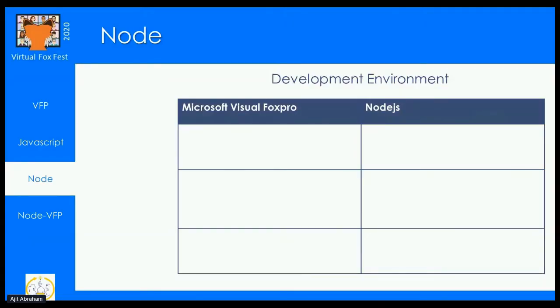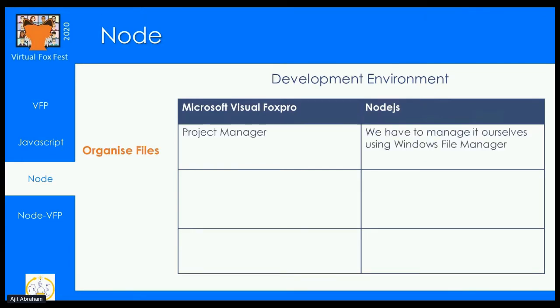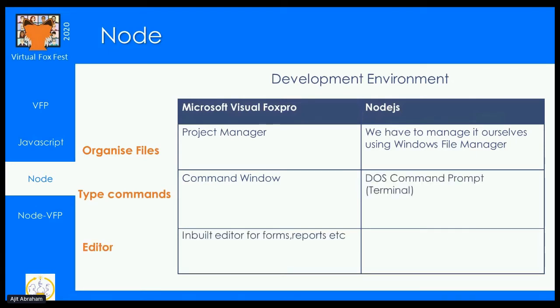Let's see the development environment of Node as compared to FoxPro. In FoxPro, files are organized in a project manager. In Node, we use Windows File Manager. In FoxPro, commands are given in a command window, while in Node.js, we use the DOS prompt. FoxPro has an inbuilt editor for all its files. For Node.js, we have to use a JavaScript or an HTML editor.